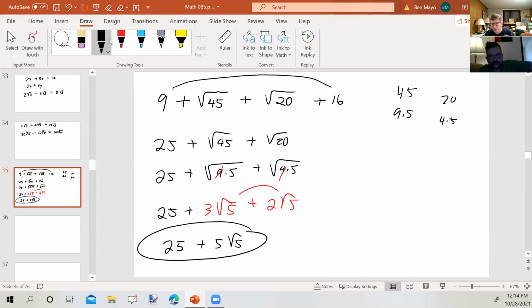And those two aren't alike, so I can't put those together. So the key here is simplify each separate term that contains a radical to see if they are like radicals or not, okay?